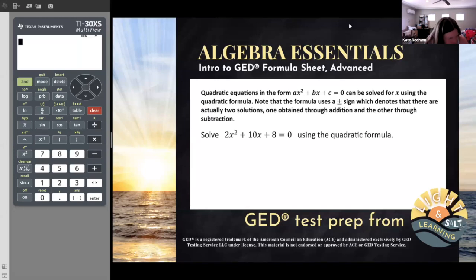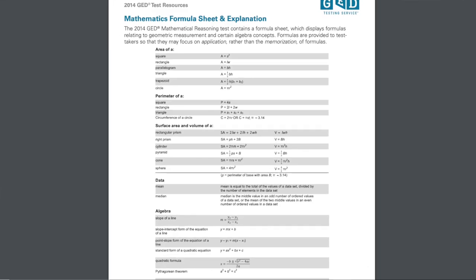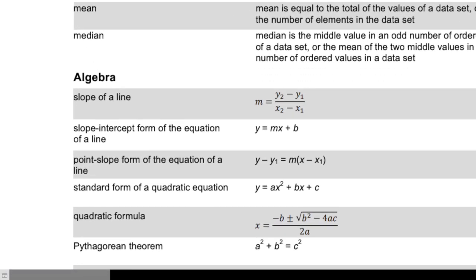If you don't finish a unit, I know how you advanced students are. You always like to leave me before the unit is done. But let's take a look. It says quadratic equations in the form ax squared plus bx plus c equals 0 can be solved for x using the quadratic formula. Okay, and that formula is on the GED formula sheet.